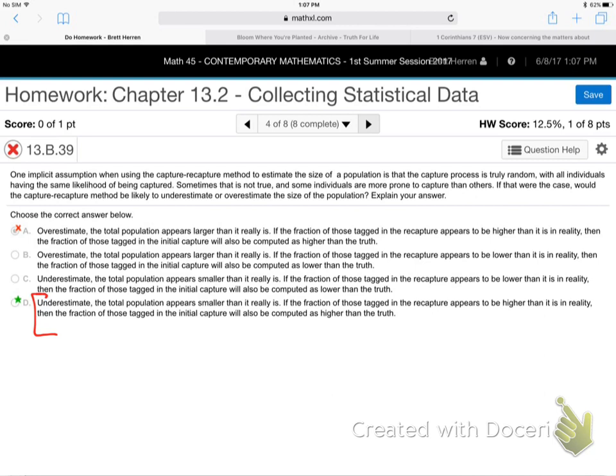And what does that tend to do to the sample? Well, to the degree that that is the case, and I think it's certainly the case to some degree, it makes your estimate an underestimate because the total population appears smaller than it really is. If the fraction of those tagged in the recapture appears to be higher than it is in reality, is that right? Yeah, right. Then the fraction of those tagged in the initial capture will also be computed as higher than the truth. That's true.